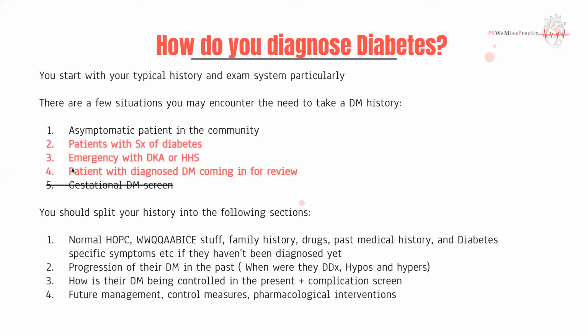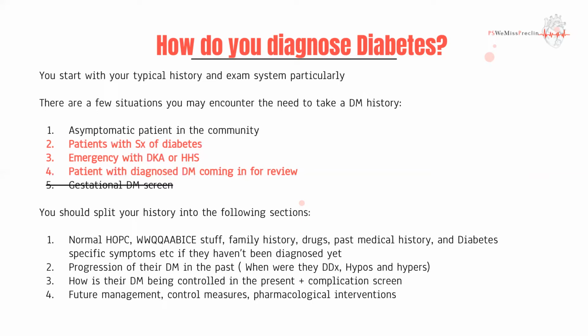So how should you split your history? My recommendation would be to start off with your normal history of presenting complaint, going through your WWQQA, which is your what, where, quantity, quality, associated and alleviating factors, all that. Ask about family history, drugs, past medical history, and diabetes specific questions if they haven't been diagnosed yet, and we'll go through what they are. After that, you want to assess the progression of their diabetes.